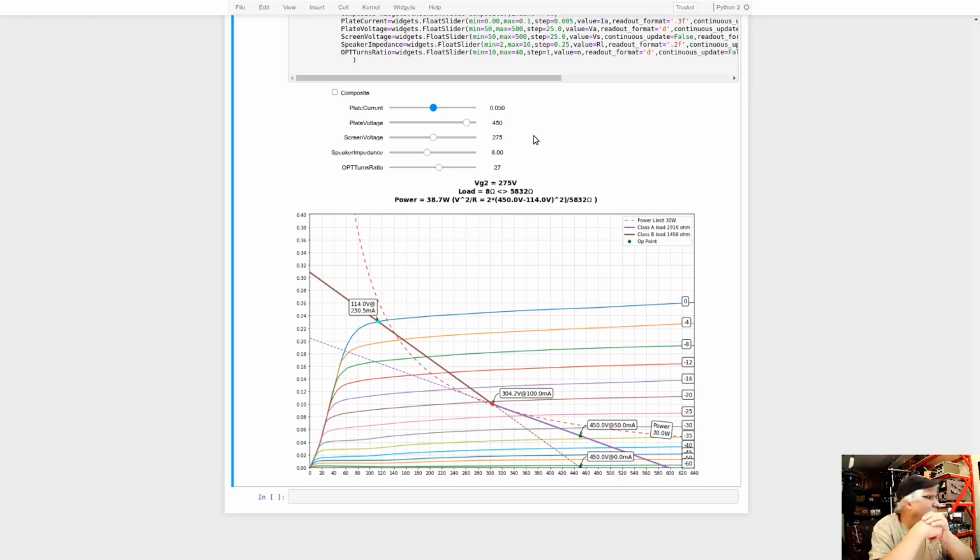So let's talk about designing amplifiers. What do you have flexibility of? So typically you have a power supply.